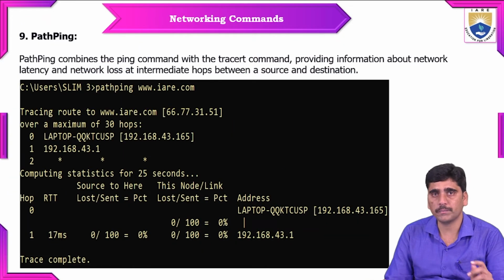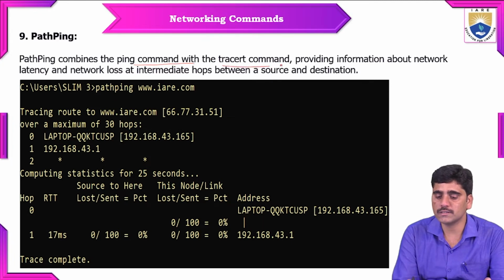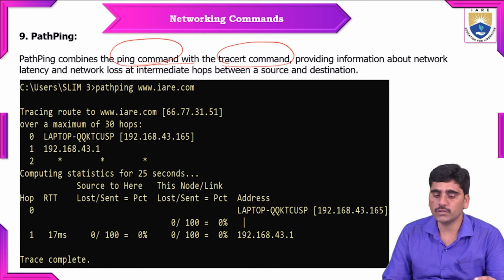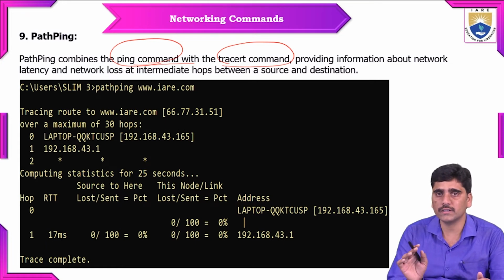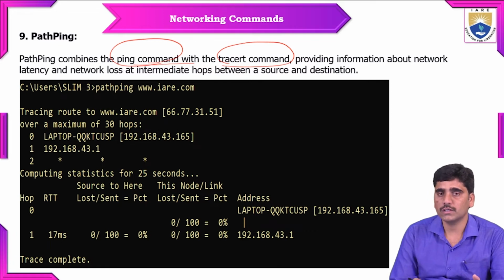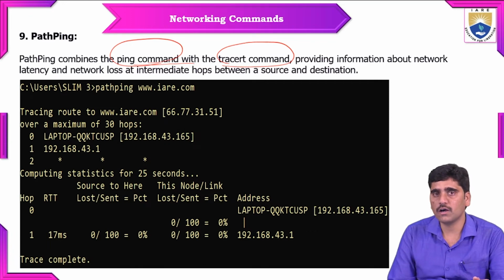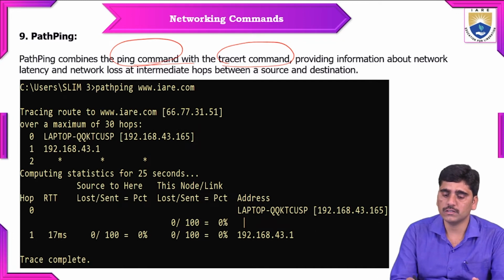And the next one, pathping. Pathping combines the ping command with the tracert command. The ping command tests the reachability of the destination, how much time it takes to reach the destination, and how many packets reach the destination. And the tracert command shows how many hops are used to forward the data to the destination. So that is the use of the tracert command.